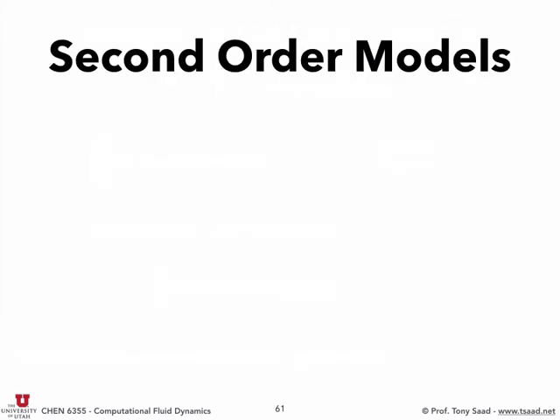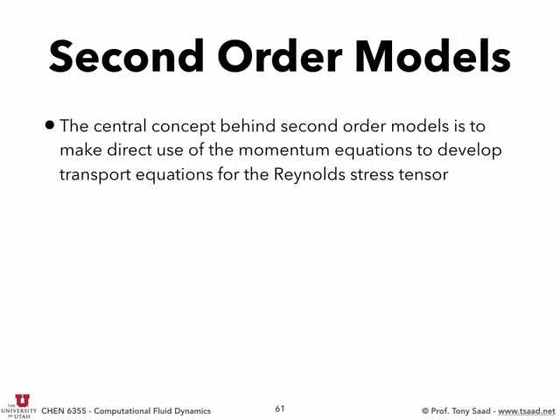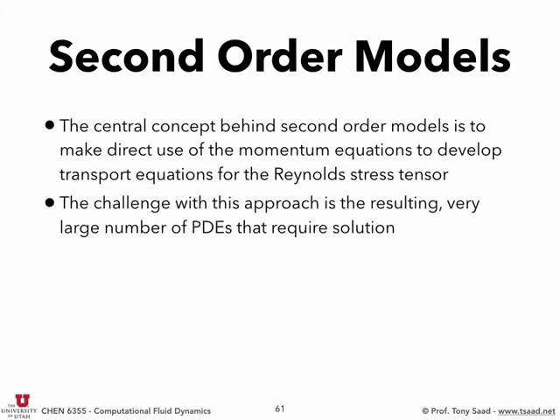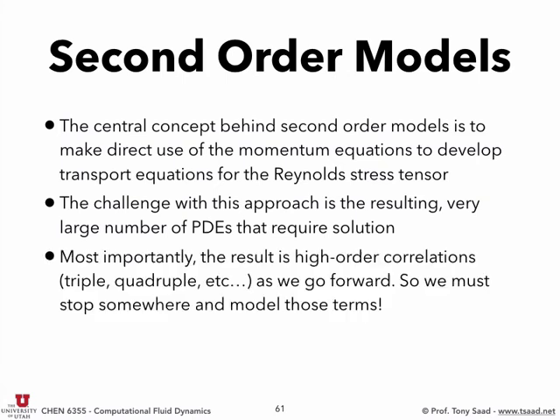Okay, second order models. The central concept, as I alluded to before, is that rather than modeling the stress tensor directly, we're going to develop transport equations for that stress tensor. I'm going to spare you the complexity. It's really annoying to derive these equations, and they're rarely used except in academic circles. I don't think there's much use for the Reynolds stress model. It's really complicated. But the most important problem here is that we end up with triple and quadruple and quintuple correlations that need more equations or need modeling.